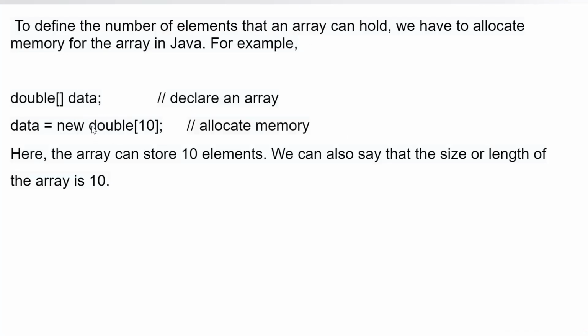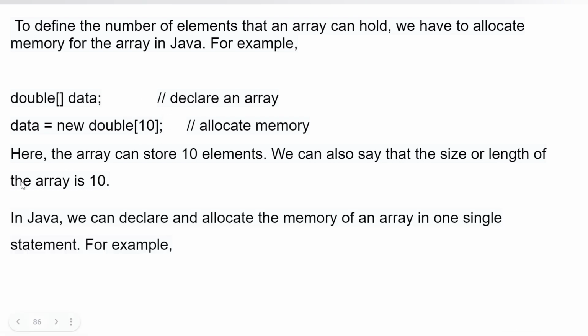Here in this case the array can store 10 elements. We can also say that the size or length of the array is 10. So whatever value is provided here, that is the size or length of an array. In Java we can declare and allocate the memory of an array in one single statement. Here we declared an array and also allocated the memory, but we used two different statements. First we declared an array, then we allocated memory to it. But we can also do these two steps in a single line.